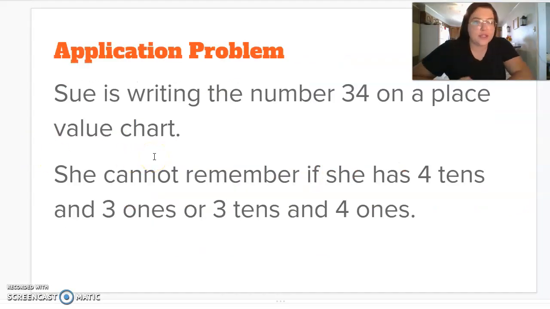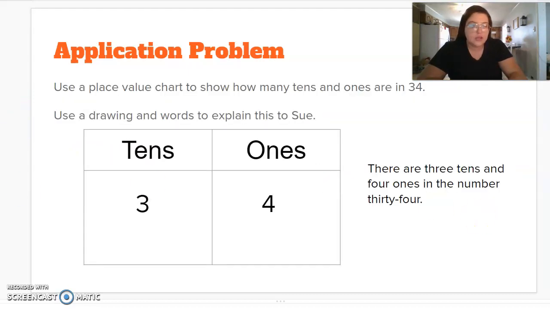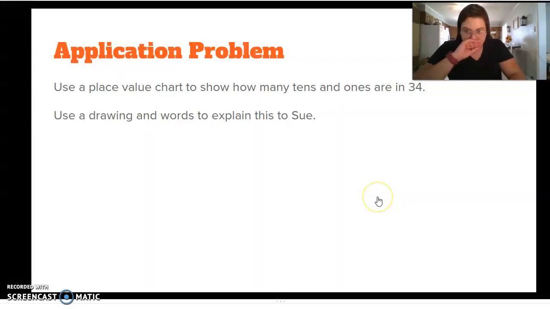So this is our application problem. Sue is writing the number 34 on a place value chart. Remember yesterday we worked with place value charts. It's where you have a tens place and a ones place, and it's a chart. She cannot remember if she has 4 tens and 3 ones or 3 tens and 4 ones. So we're going to help Sue out today. We're going to use a place value chart to show how many tens and ones are in 34.